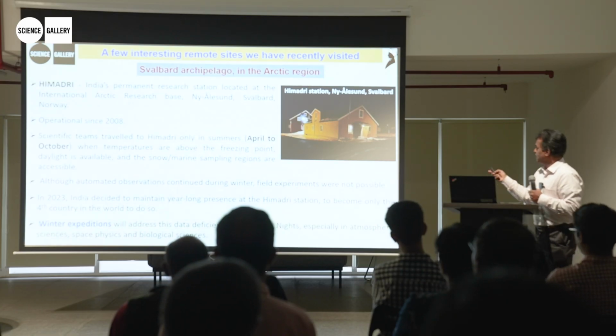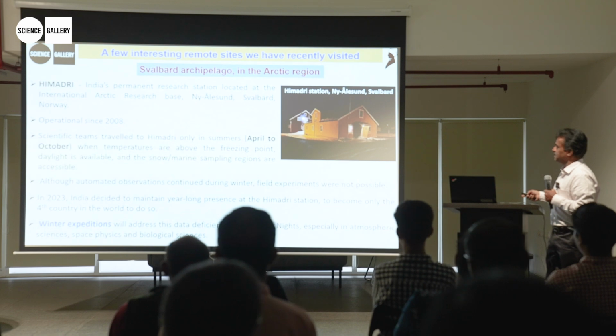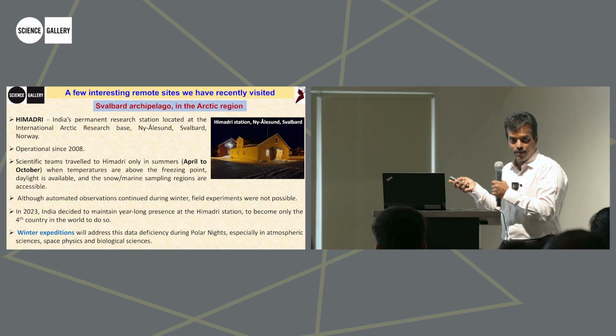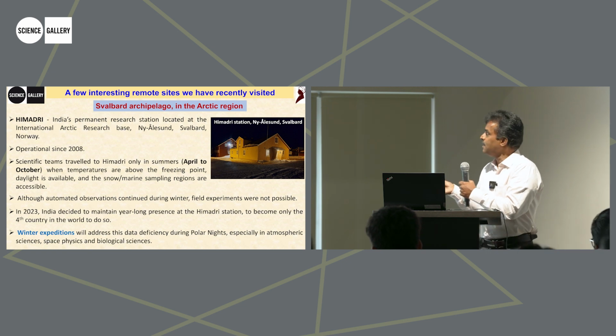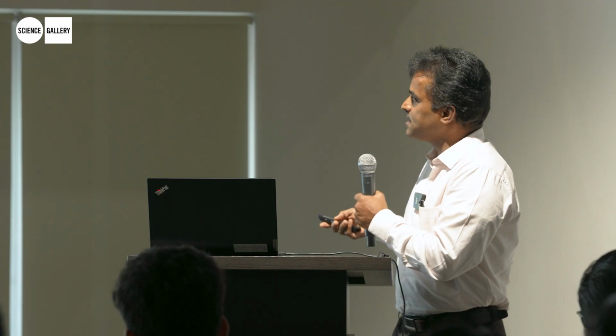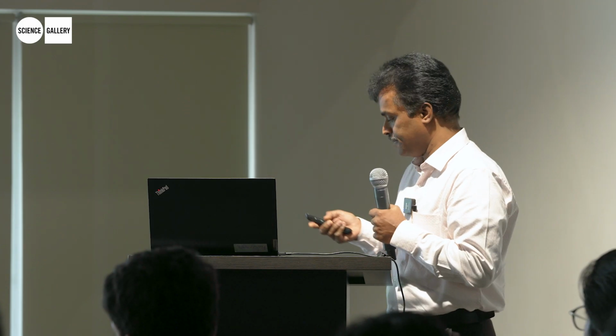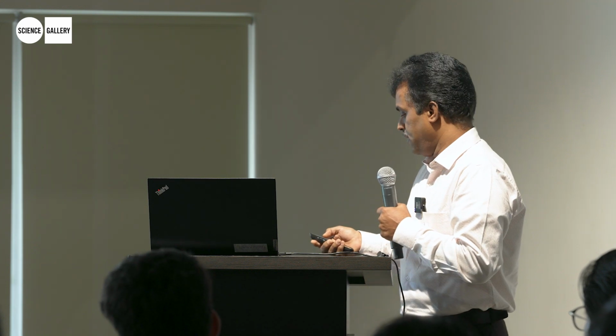Okay, and this is the place where we were staying. This is Himadri station, and I spent about 1 month here. I carried the RFI characterization equipment there, and about 1.5 kilometers from this place is a laboratory called the Gruvebadet laboratory. From Himadri it is somewhere here, about 1.2 kilometers away. On the rooftop of this laboratory, we set up this RFI recording system. I'll show pictures of them.